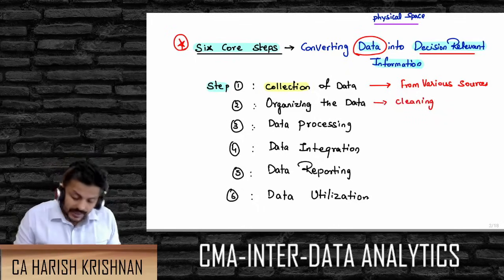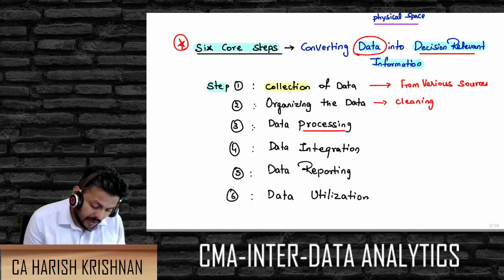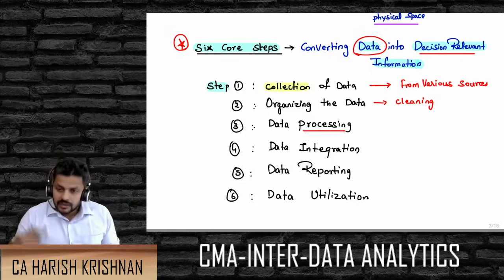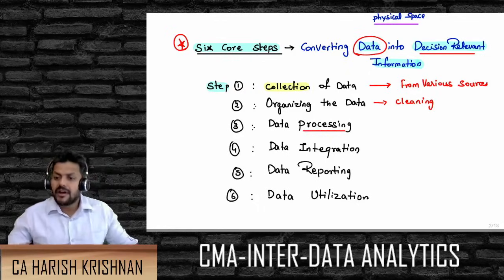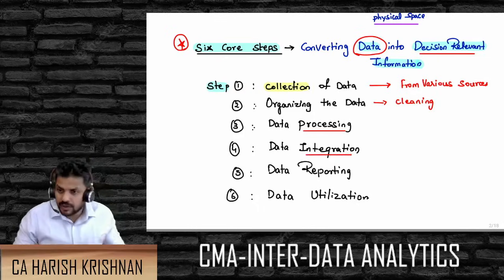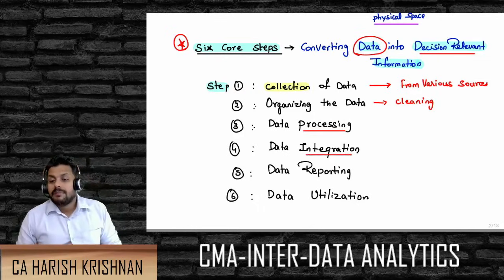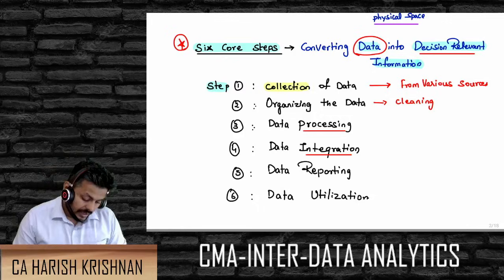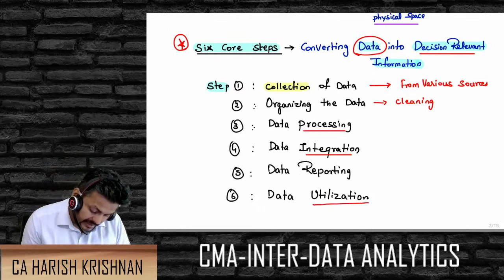Then start the data processing, apply all the models, concepts on the data, convert the data into something meaningful. Then gather all the data and put it in one place, that is called integration, grouping all the relevant data into one. Prepare a report where all the data that is now converted into information does make some sense. And then finally utilize the data.